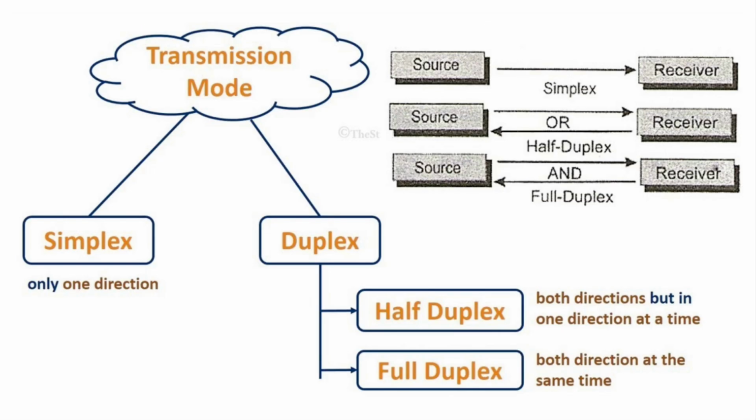Let's start with transmission modes. These are methods of exchanging information between two devices which are characterized by possible directions of data transfer. There can be three of them, one simplex and two duplex modes. Simplex, this is only in one direction. Half duplex, in two directions but only in one at any time. Full duplex, simultaneously in both directions.